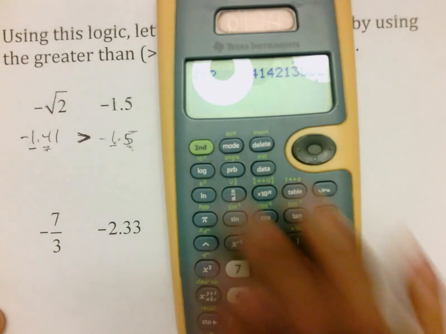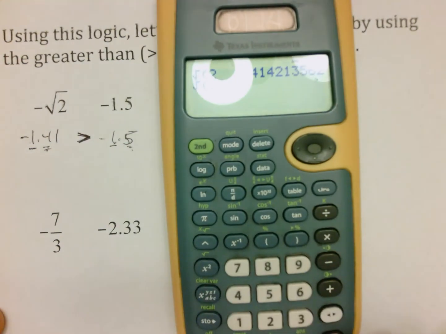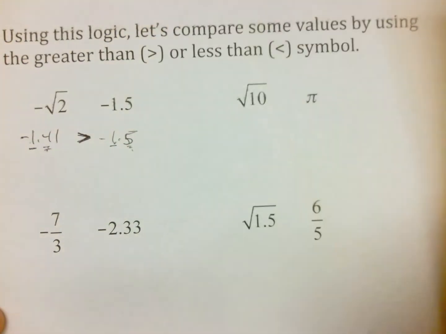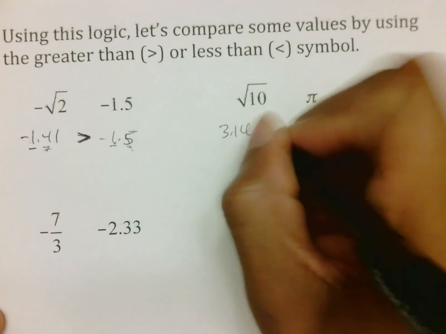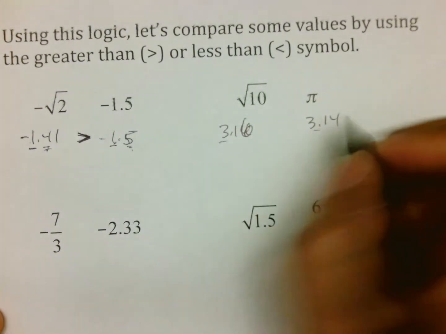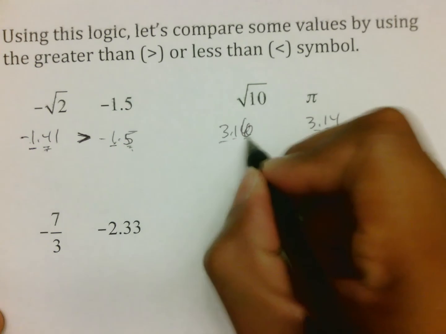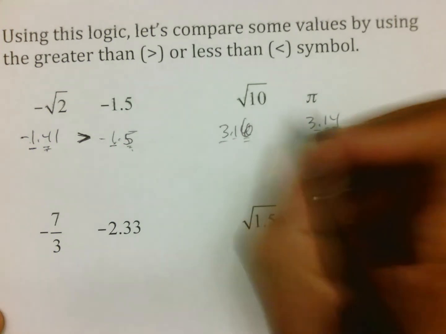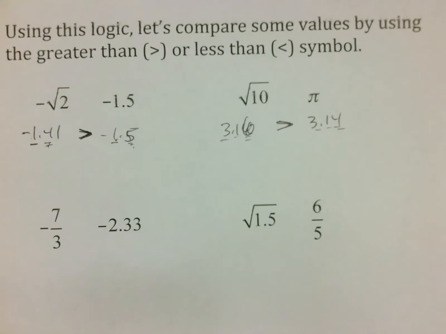Square root of 10 and pi. So again, second, x squared, 10, which is 3.16. We just saw that pi is 3.14. Tie on that one, there's a tie on the ones, but 6 is bigger than 4, so we stay with this one.